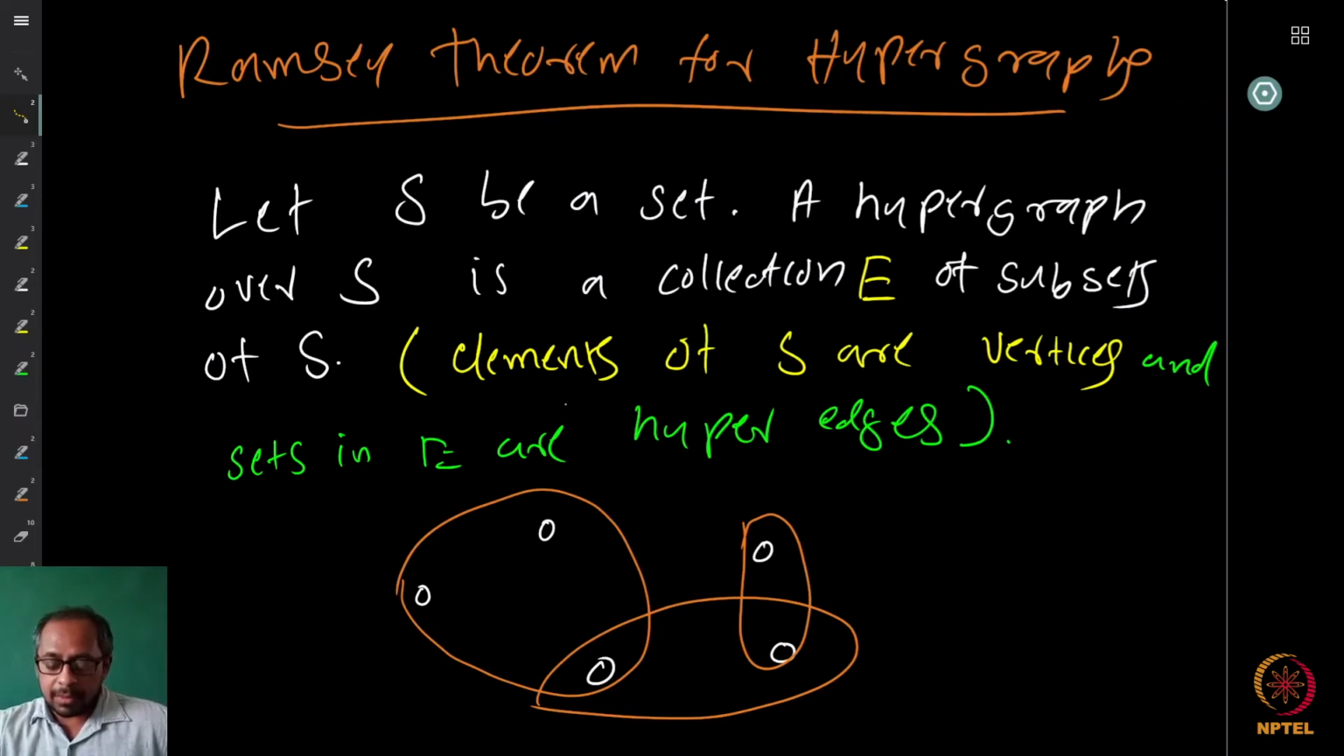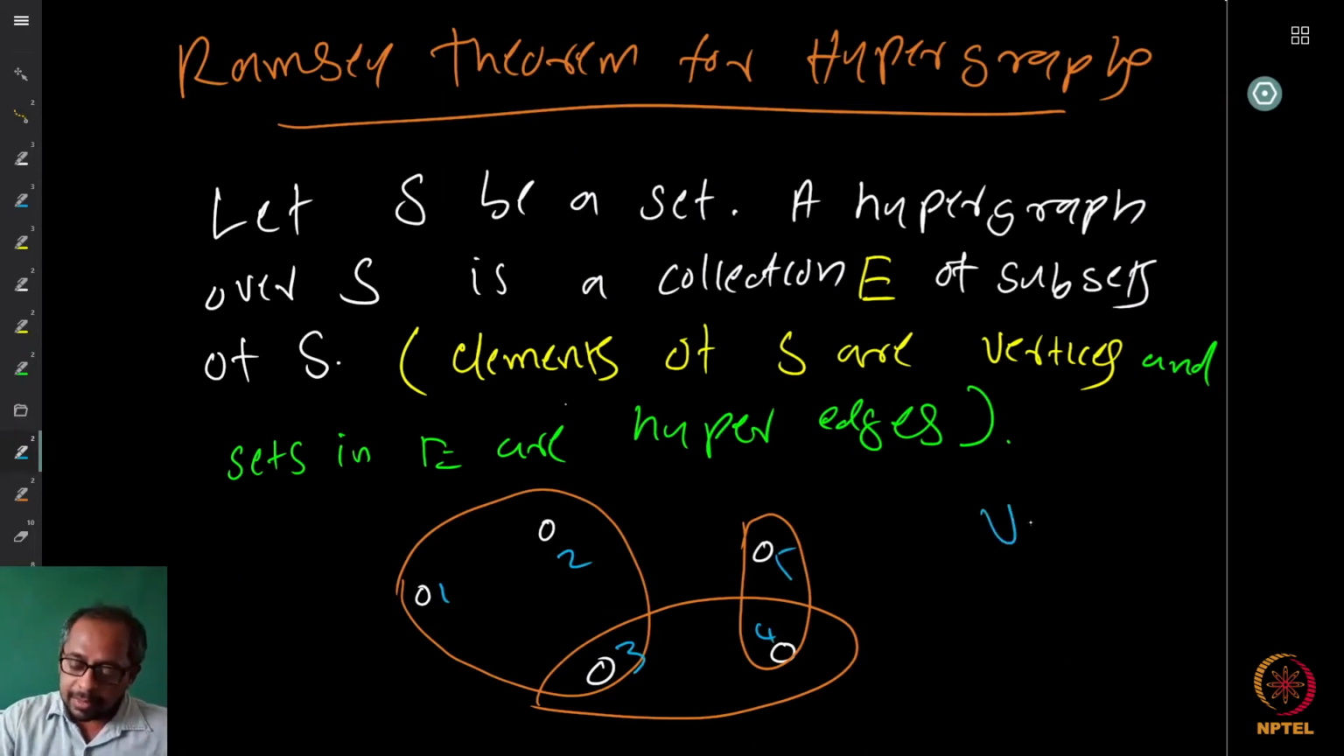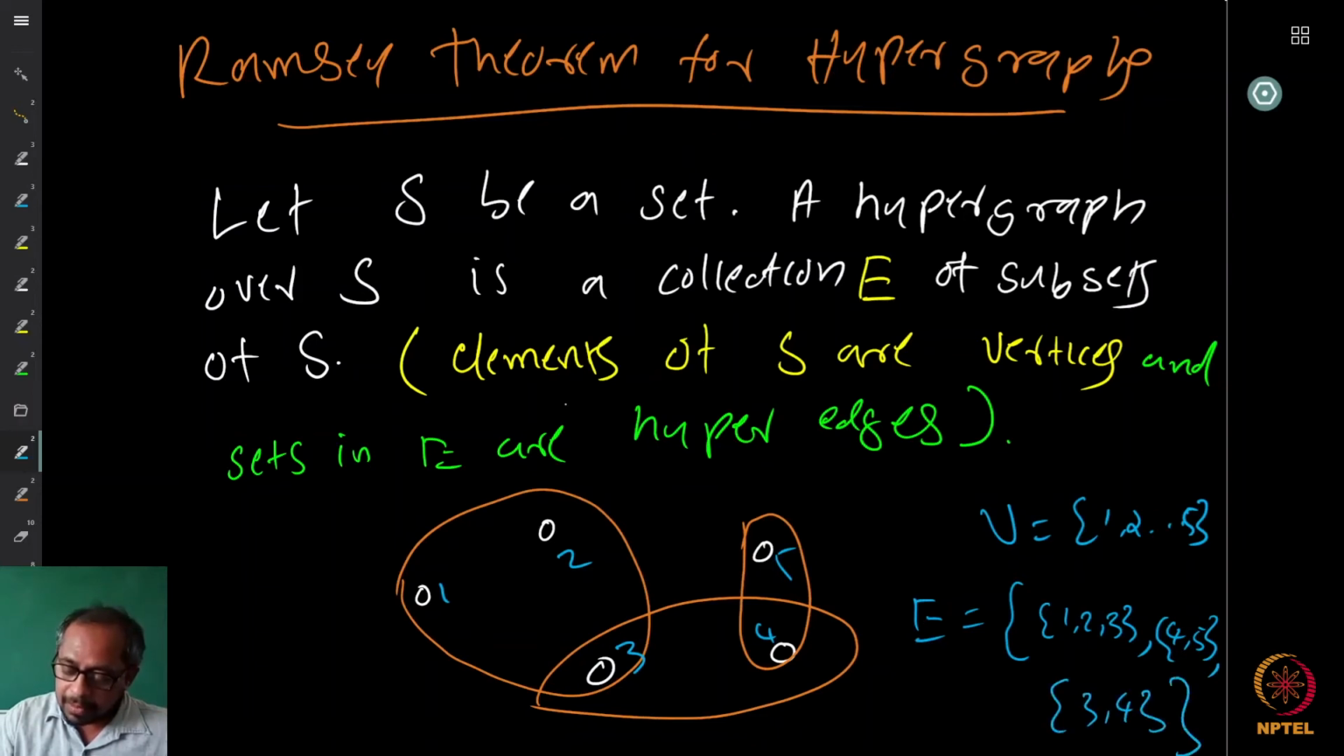Okay, so what if you give numbers like 1, 2, 3, etc. to this, say this is 1, this is 2, this is 3, this is 4, this is 5, then our vertex set is the set 1, 2, 3, 4, 5, right? Then what are the edge sets? 1, 2, 3 is an edge, then 4, 5 is an edge, and then 3, 4 is an edge. So these are all edges of this hypergraph, right?